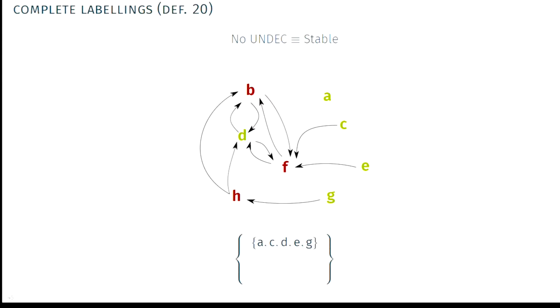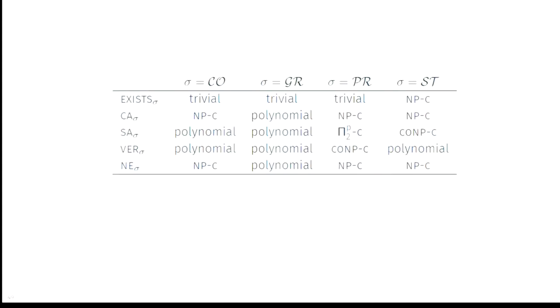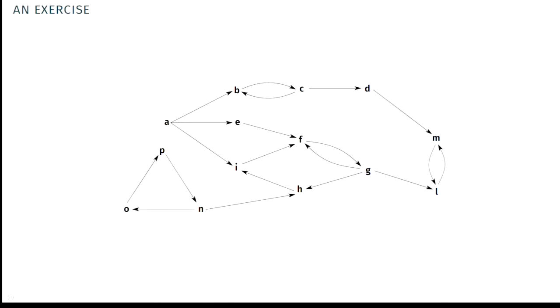An argument is defined as out if at least one of its attackers is in, and otherwise undecided. What does this depend on? It depends on a given extension. I mean, it's a property of the graph, a property of an extension of a graph. You said an argument is in, or it's out. Okay. Which is great.